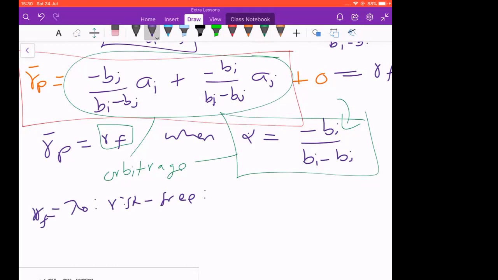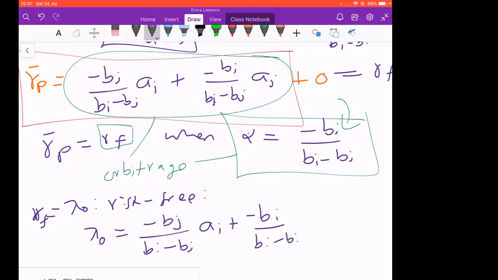So in terms of your risk-free rate, you're going to have lambda 0 equal to minus BJ, BI, BJ, AI plus BI. Actually, yes, so you're going to have again BI minus BJ. So did I make any mistake somewhere? I hope not. And then you can try to simplify this. How do you simplify this?